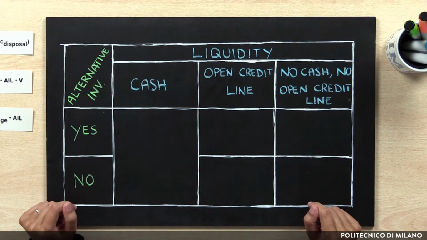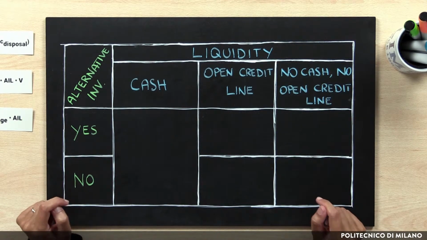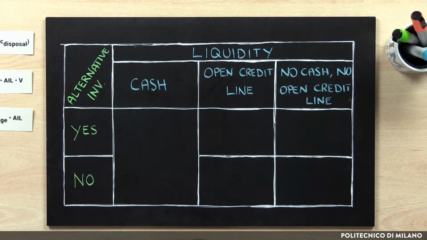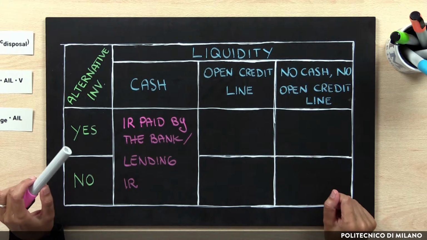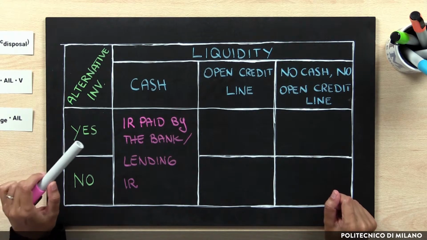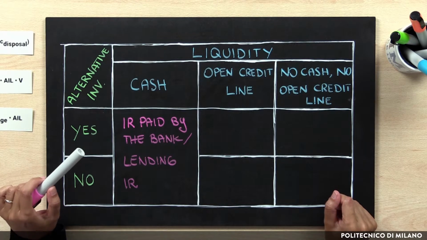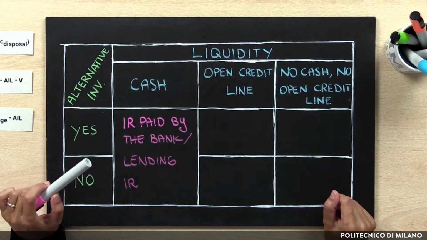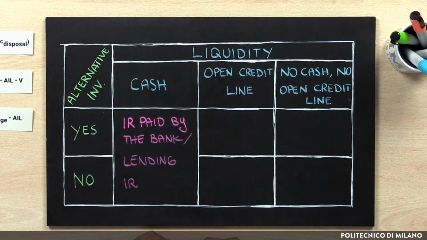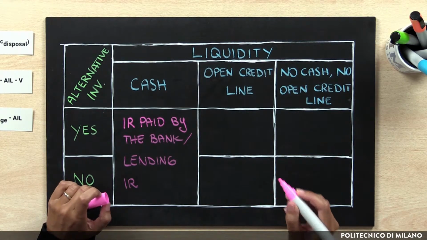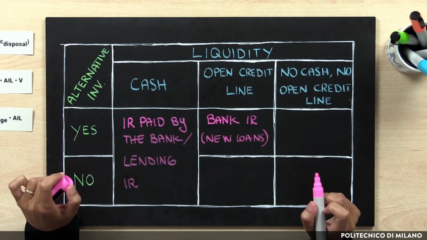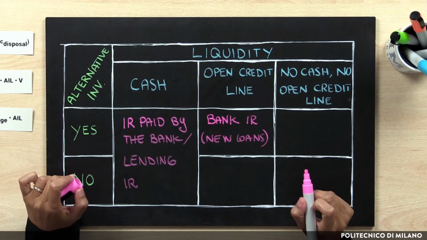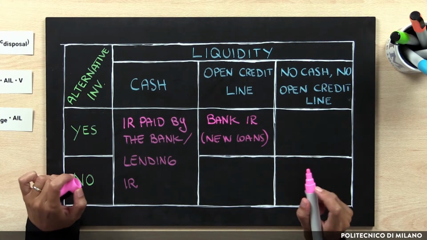If the company has cash, it could keep the money tied up in inventories on a bank account, or it could lend the money. Therefore, the cost of capital is the interest rate paid by the bank or the lending interest rate. If the company is borrowing the money tied up in inventories, the cost of capital is the interest rate of the bank. In fact, if they have alternative investments, they need to ask for additional money and to pay the interest rate. If they do not have any alternative investment, they could save the interest rate if the money is not tied up in inventories, since they can pay part of the old loan.